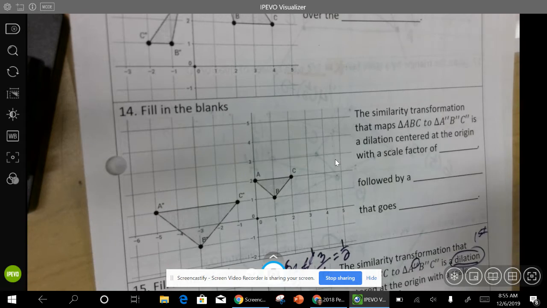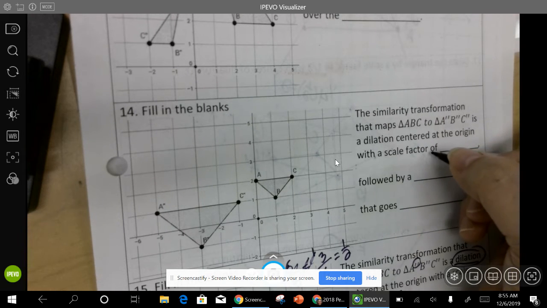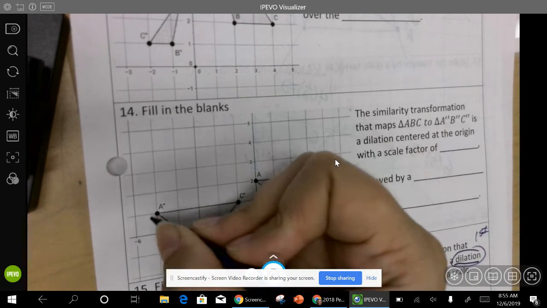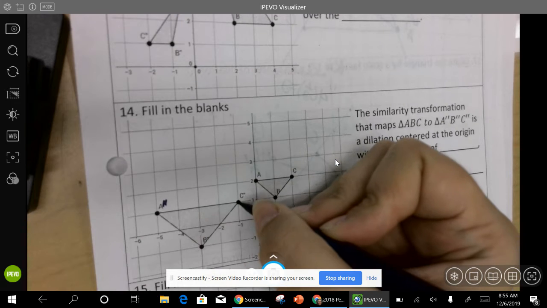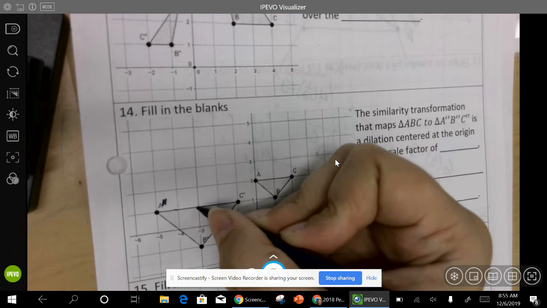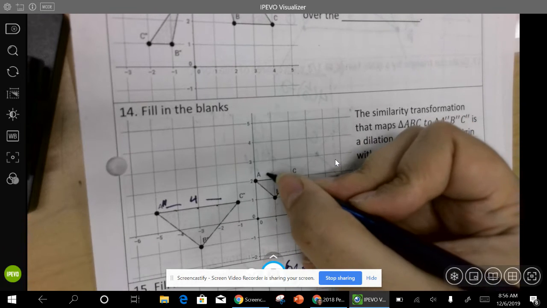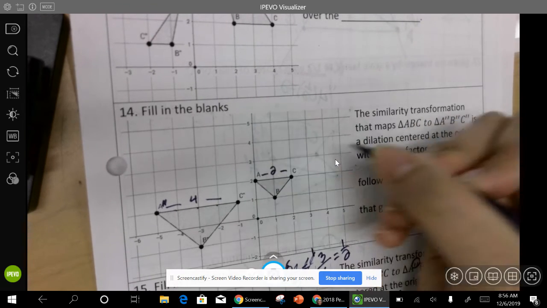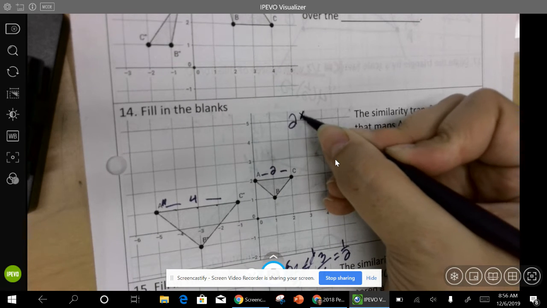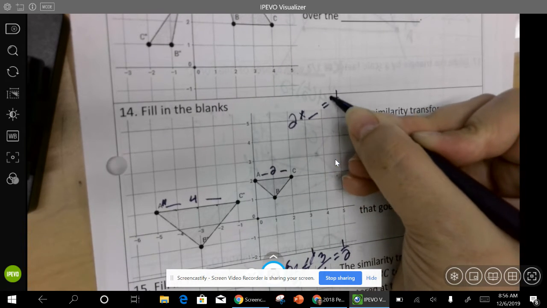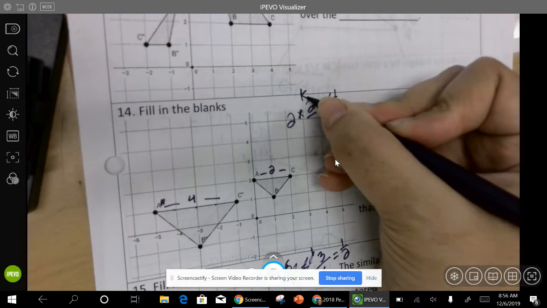Okay, so next one, everybody. So we have dilation centered about the origin with a scale factor of, okay, everybody remember, look for those little prime marks. So I'm doing the straight side. So I go 1, 2, 3, 4. Okay, this length is 4. This side is 2. Okay, so 2 times what gives me 4, and that would be 2. So it's a scale factor of 2. So everybody, that's a scale factor.